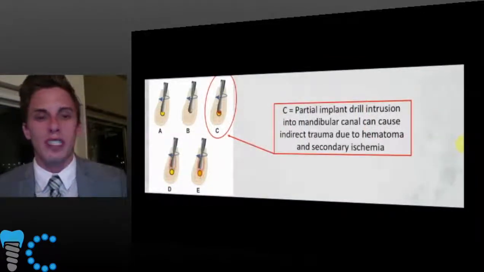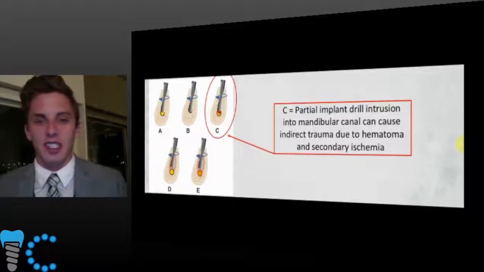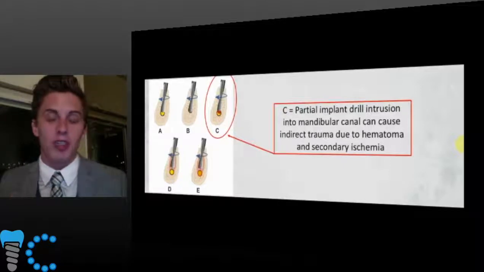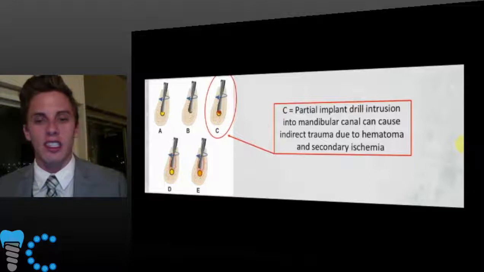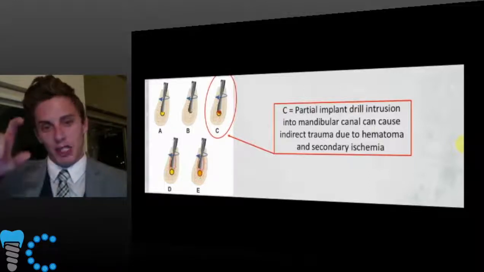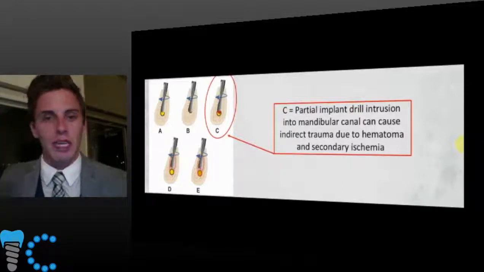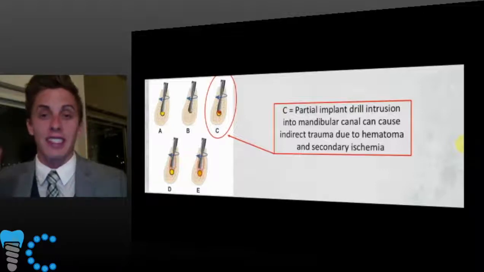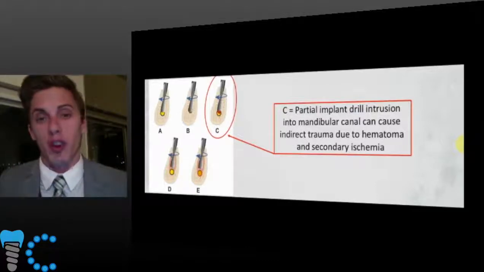So this is what we see. This is that medical illustration I showed you before. So we're looking at C, right? We have a partial implant drill. In this case, it's not the implant drill, it's the surgical drill. Same concept. And it actually causes indirect trauma due to a potential hematoma. So I do believe it kind of went through the neurovascular bundle, but there was a hematoma formation, and the general dentist did place a hemostatic material that I'll go over shortly that may have caused indirect trauma to the nerve.